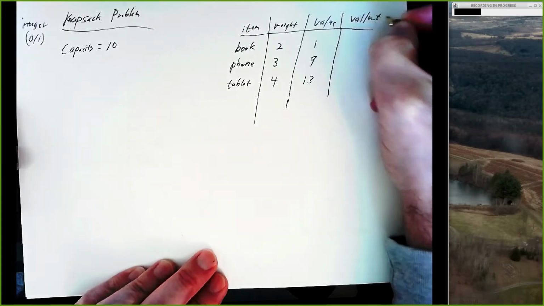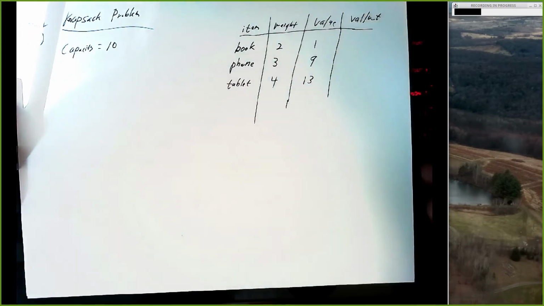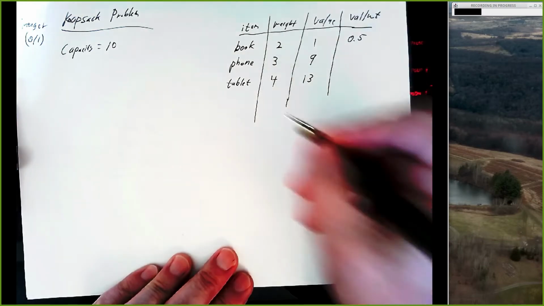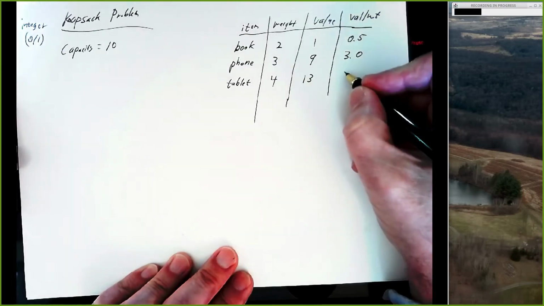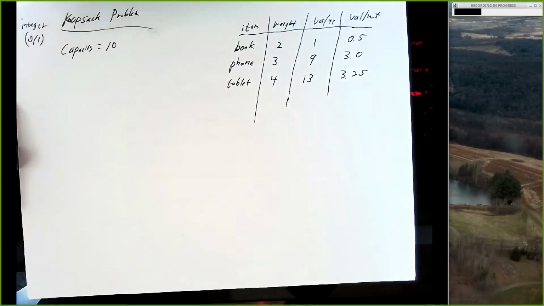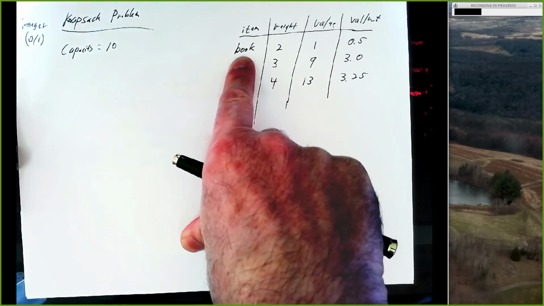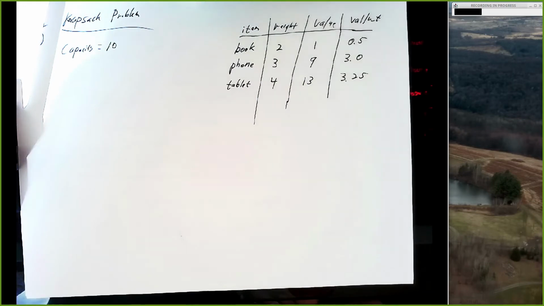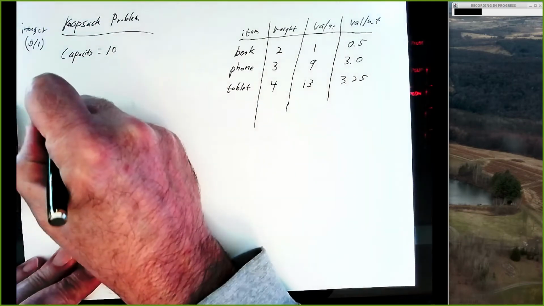So if we calculate the value of each item per unit weight, right? The book is not worth a whole lot. It's worth 0.5 per pound. The phone, on the other hand, is worth $3 per pound, and the tablet is worth 3.25 per pound. So per pound, this is the most valuable item, this is the next most valuable, this is the least valuable. And so one approach to this would be, hey, let's put in as much of the most valuable item as we can. So we would say, let's take 2 tablets.